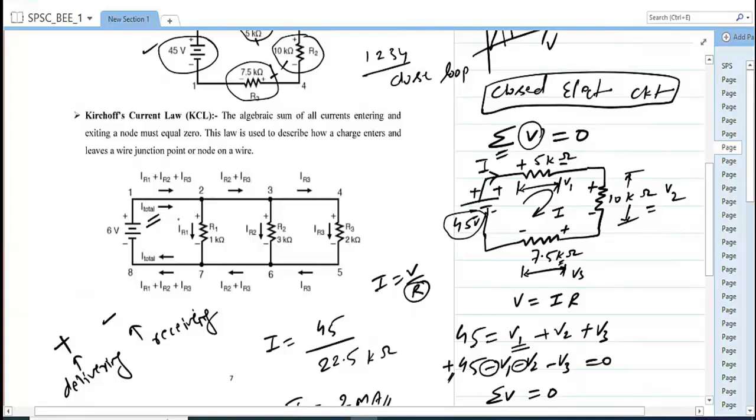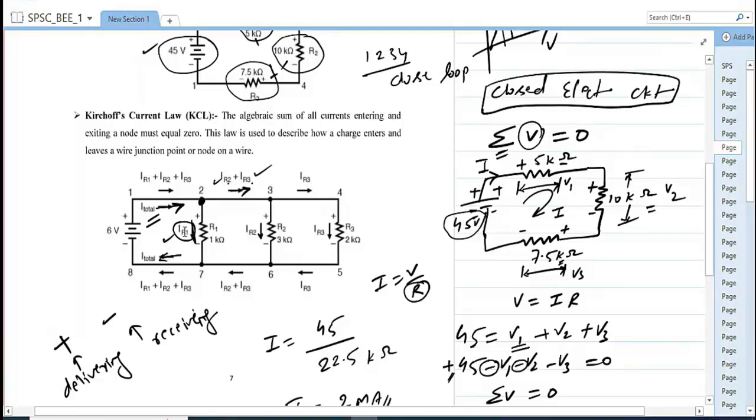Now you can see in this figure also. Let's say this is I total. This I total will be IR1 plus IR2 plus IR3, because at this point this is incoming current and these are outgoing currents. So I total will be IR1 plus IR2 plus IR3. Here you can see IR2 and IR3 are the same, no issue. And here the I total comes back to the battery.